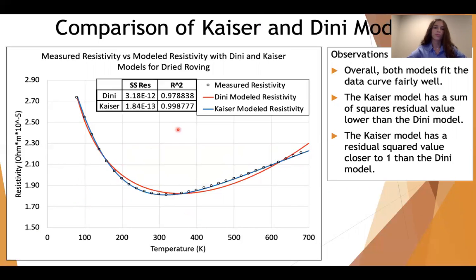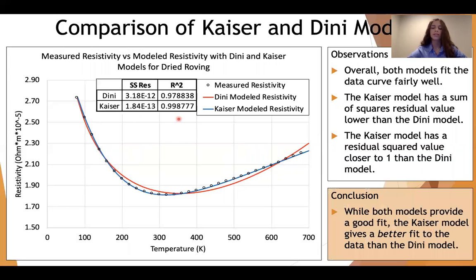Now looking at the models. Overall, it can be seen that both models do fit this data fairly well. However, when quantifying this fit, it can be seen that the Kaiser model has a sum of squares residual value lower than the Dini model. And furthermore, the Kaiser model has a residual squared value closer to 1 than the Dini model. It is for these reasons that the conclusion was made that even though both models do give a good fit, the Kaiser model gives a better fit for this data, and therefore the Kaiser model is what I have used to model the data from here on out.